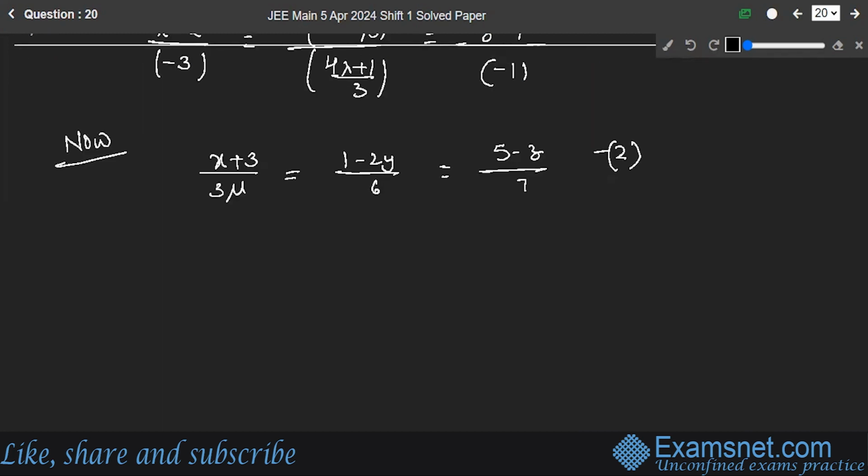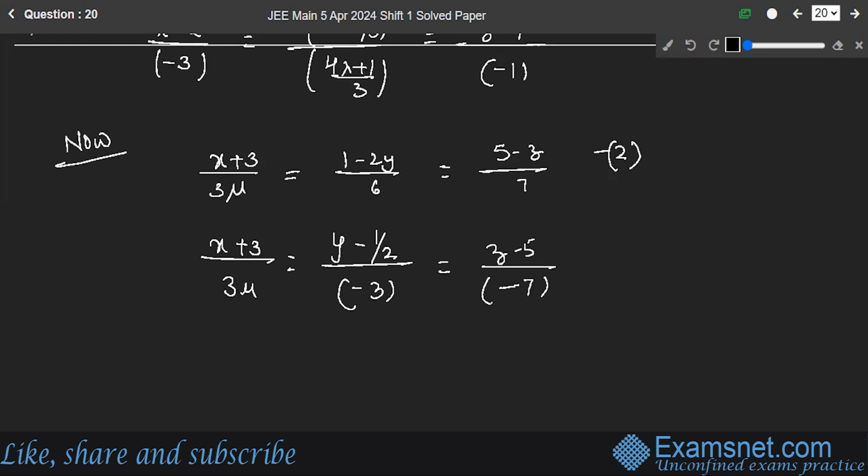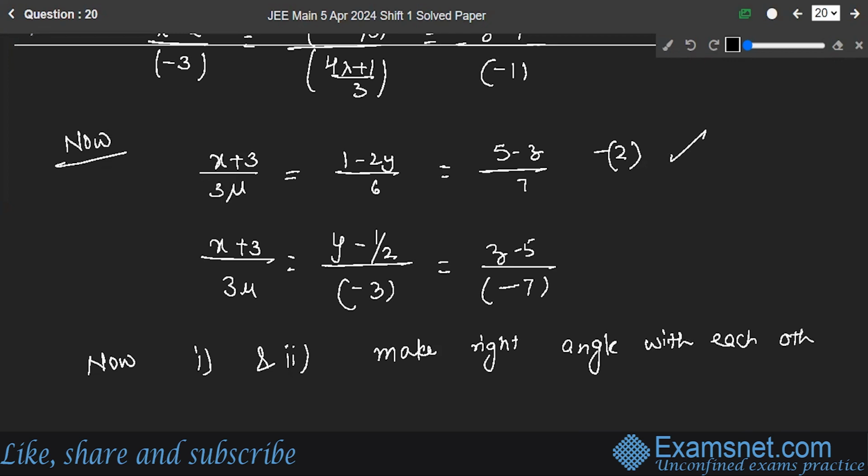Again, this can be written as (x plus 3) upon 3 mu. Let's make the y coefficient as positive 1. And this is (y minus 1 by 2) upon minus 3 is equal to (z minus 5) upon minus 7. Now, they both are making a right angle with each other. That means lines 1 and 2 make a right angle with each other. So what does that mean?